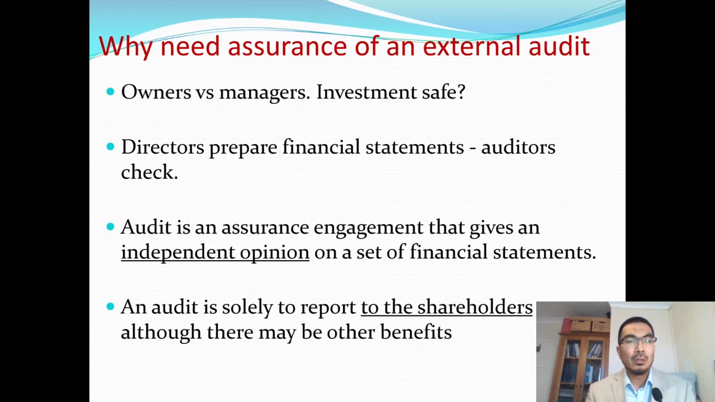What happens when separation happens between the ownership and management? Then there is information asymmetry. That leads to the owners of the company needing some sort of assurance that their managers are working on behalf of the shareholders. So they want to know whether their investments are safe or not, because they have invested huge money into this company. And they want to know whether their investments are safe, whether the managers are working on their behalf or not.